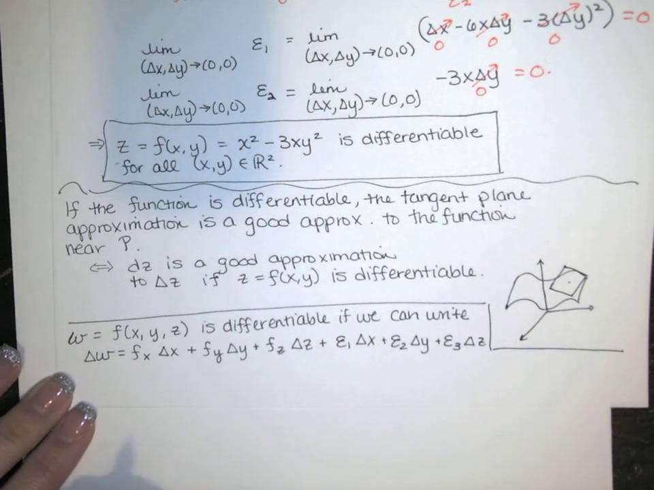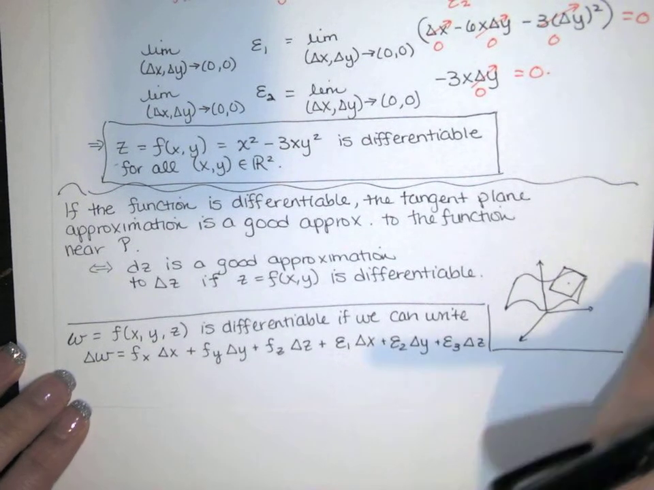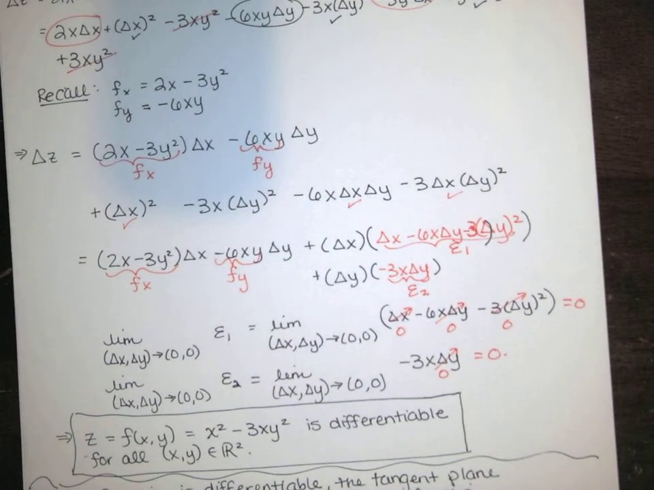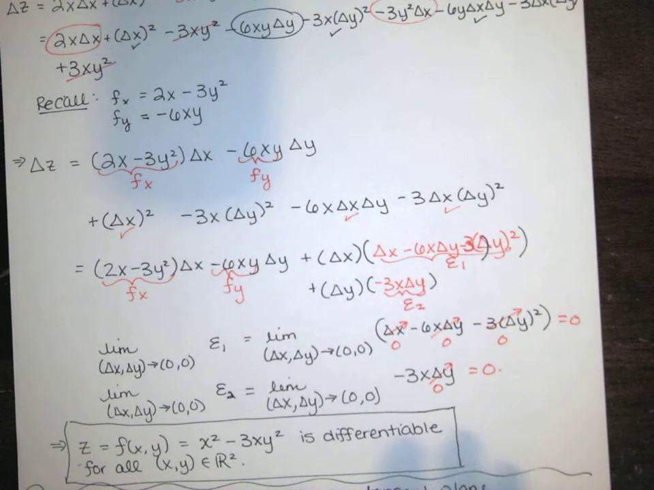The same is going to hold for functions of n variables. It's going to have exactly the same form. Now, you might be saying to yourself, I have no desire to do that ever again, and I don't blame you. There's got to be an easier way, you may be saying, and there is. We've got what's called a sufficient condition for differentiability.